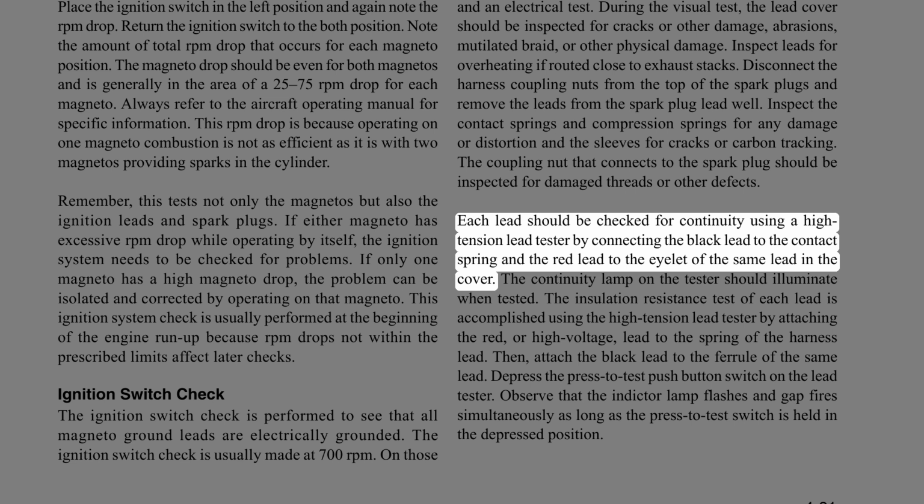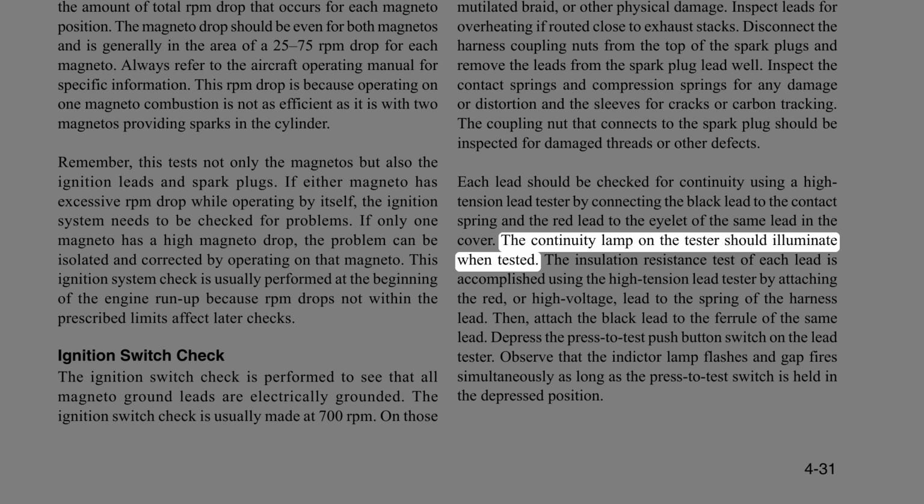Each lead should be checked for continuity using a high-tension lead tester by connecting the black lead to the contact spring and the red lead to the eyelet of the same lead in the cover. The continuity lamp on the tester should illuminate when tested.